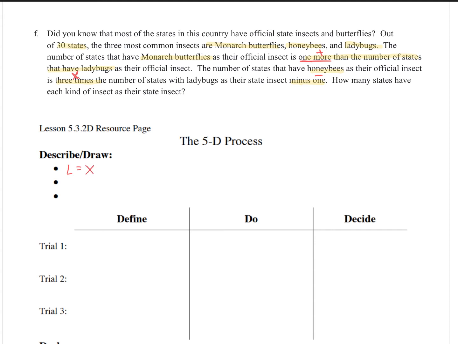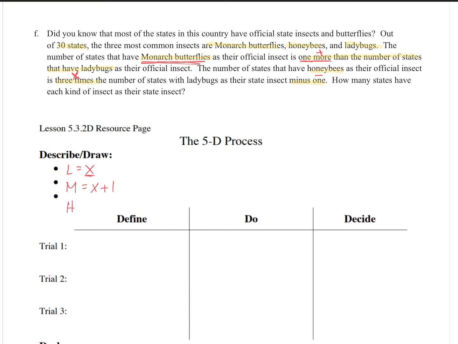All right, and then for the number of states with monarch as their official butterfly, we know that monarch butterflies is one more than the number of states that have ladybugs. So one more than X. X plus one. All right. And then finally, honeybees.